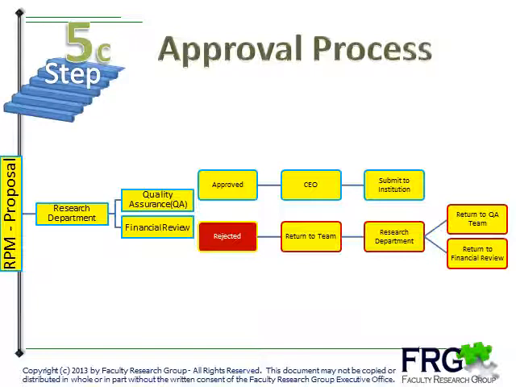The Research Project Manager sends the proposal to the research department. They ensure that the proposal is sent to the quality assurance and financial review teams. These teams approve or reject the proposal. If either the QA or the financial review team reject the proposal, it is sent back to the research committee to make the necessary changes. If it is approved, it is sent to the CEO and submitted to the institution.